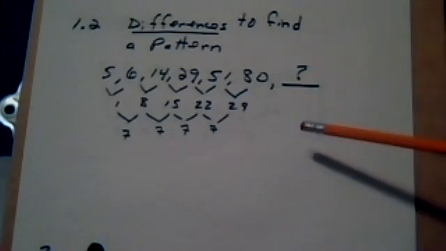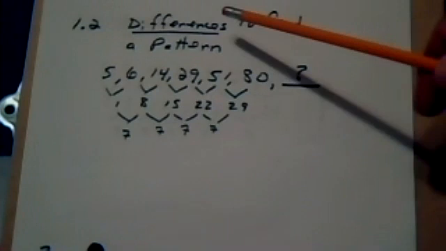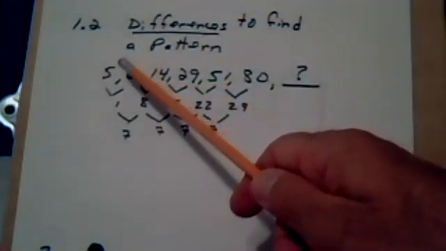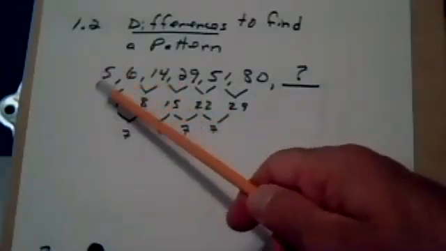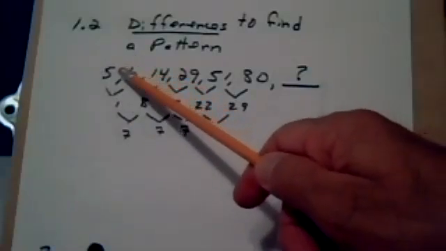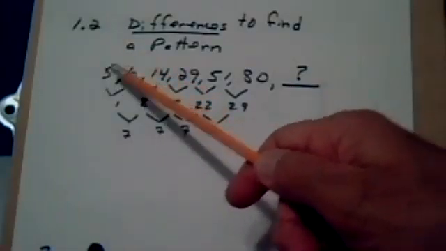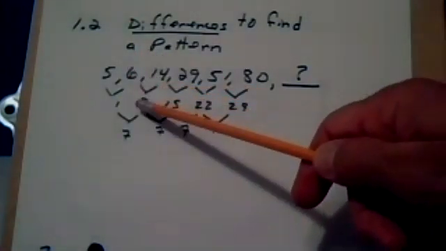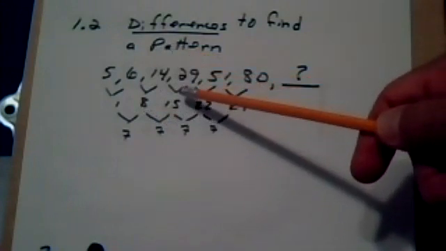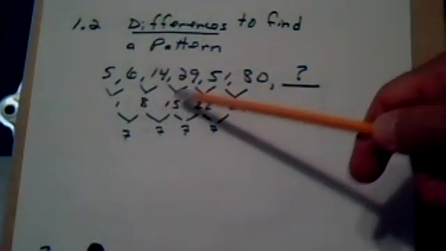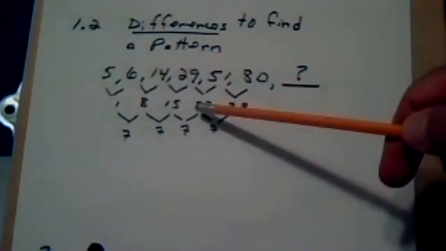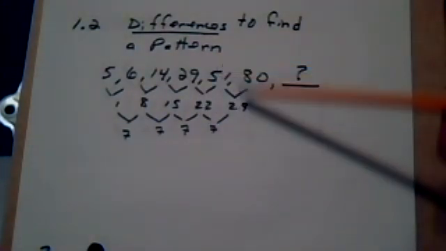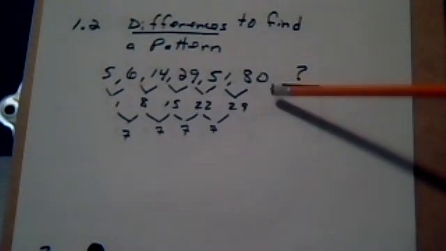So what you do is you use a method we call differences. So just subtract two numbers at a time from left to right. Or if you like, how far apart are these? These are 1 apart. How far apart is 6 and 14? 8. Or you could say 29 minus 14 is 15. 51 minus 29 is 22. 80 minus 51 equals 29. And you say, well, what do I do now? What am I supposed to do with those numbers?